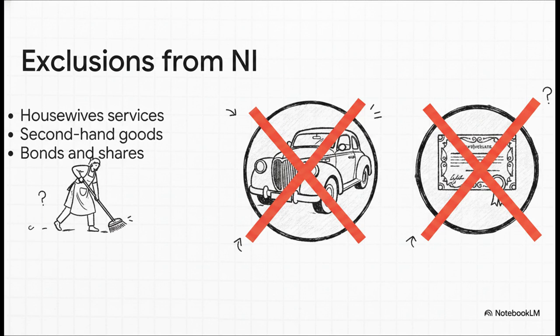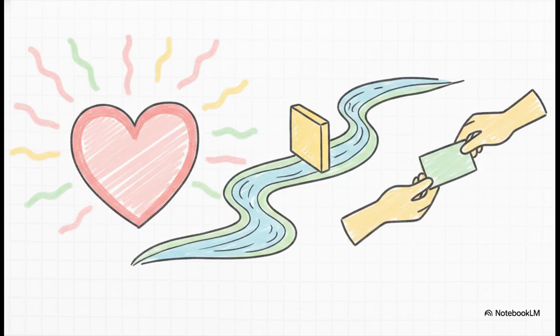Number 1, the services of housewives. Number 2, the sale and purchase of existing or secondhand goods. Think old cars, old paintings, stuff like that. And number 3, the sale and purchase of financial assets, specifically bonds and shares. Now, a rookie is just going to list these 3 things and hope for the best. But an elite student knows that just listing them gets you exactly 0 marks if you don't explain the economic reasoning behind the exclusion. So let's talk about the why, because that is the whole ballgame.